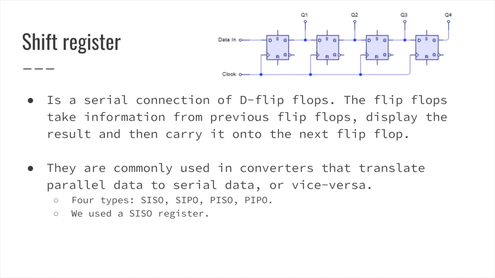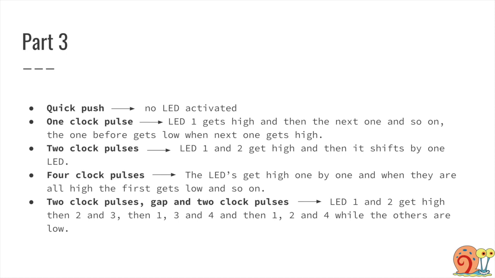There are 4 types of shift registers: serial in, serial out; serial in, parallel out; parallel in, serial out; and parallel in, parallel out. We used a serial in, serial out shift register. These are what the results should have looked like. In our case, parts 1 to 3 went well, but part 4 did not give the expected results.